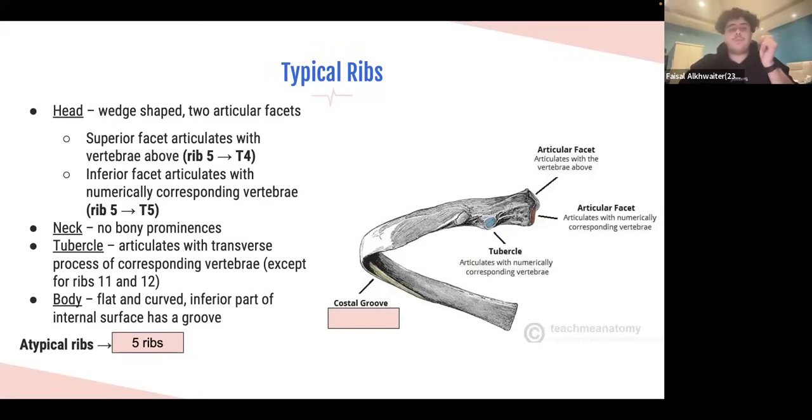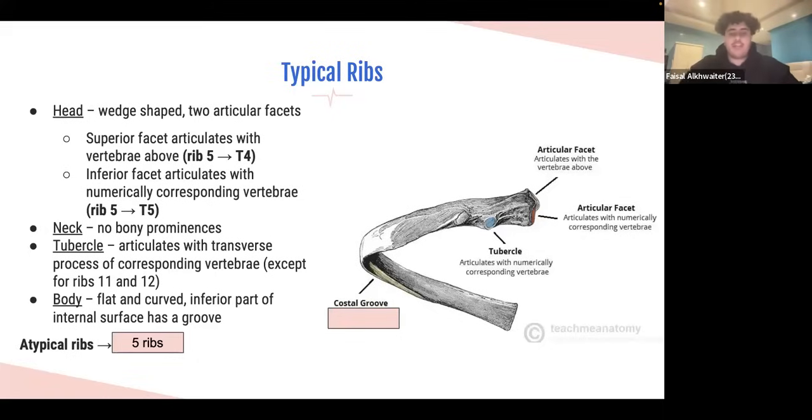And you've got the tubercle, which provides the articulation surface with the transverse process of the vertebra, and it should be the same corresponding vertebra. So the transverse process of the 5th rib should attach onto T5, and that is not there in ribs 11 and 12, and we'll explain that when we talk about the atypical ribs.